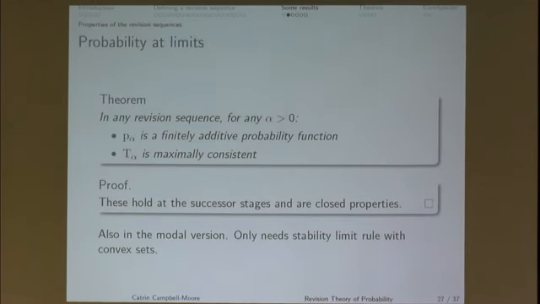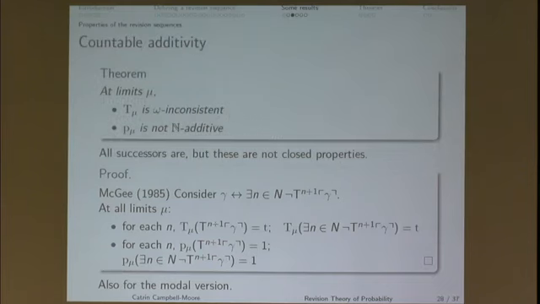And what's interesting is we didn't plug this in. We didn't explicitly say the limit stages need to be probabilities. It just fell out of the definition we gave. But they don't satisfy countable additivity, and the truth predicate is omega inconsistent. These are not closed properties, so there's no reason to expect them to be brought over to the limits. You can show it by an influential result by McGee, which I'm not going to go into. Also, this holds for the modal version, and it only needs convex sets, so our weakenings of it would also have this feature.